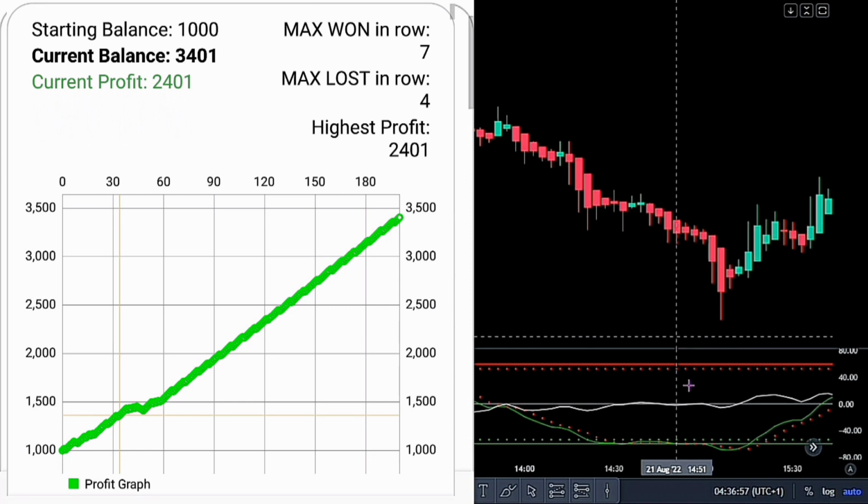The profit factor for this strategy is looking good, I guess. And we had 7 wins in a row against 4 losses in a row. So yeah, I'm definitely happy with these results.